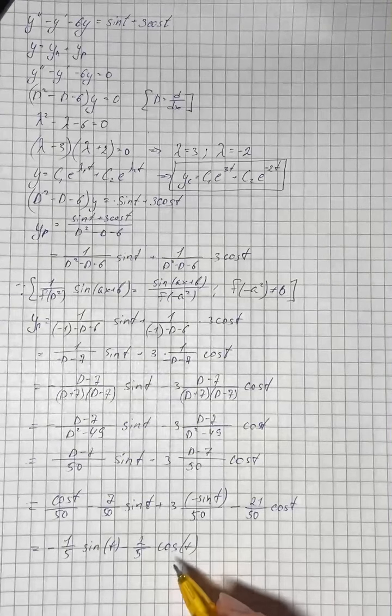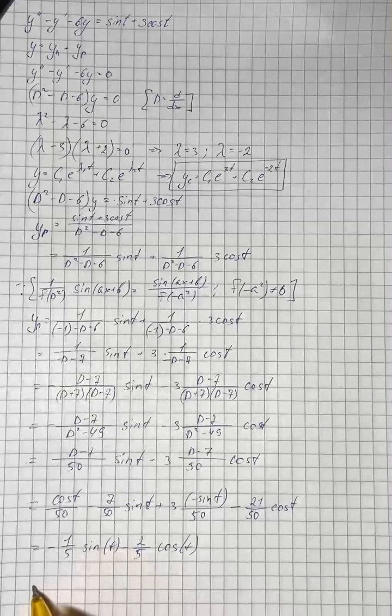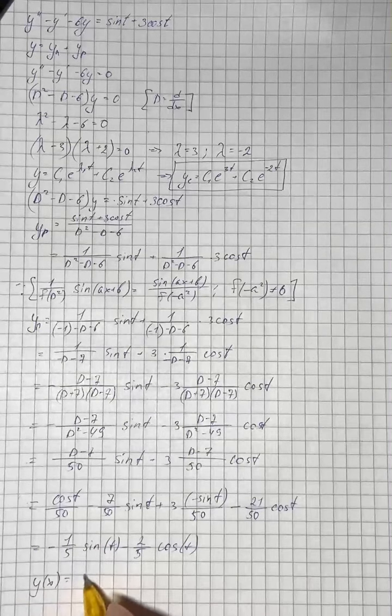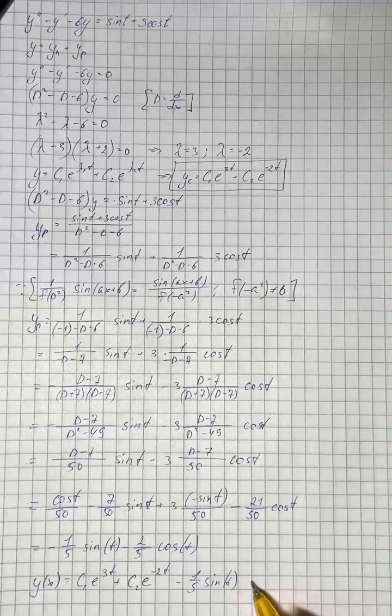cosine of t. So the solution of the given differential equation is c1 times e to the power 3t plus c2 times e to the power negative 2t minus 1/5 sine of t and minus 2/5 cosine of t.